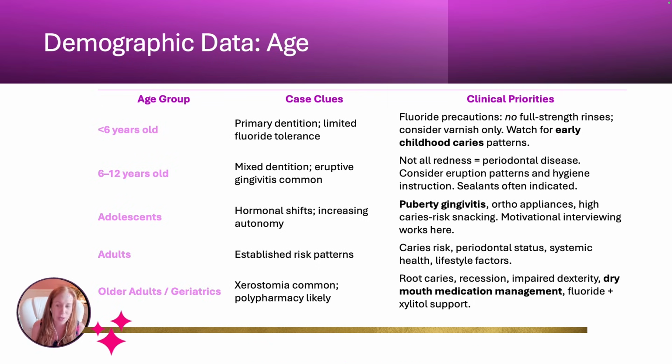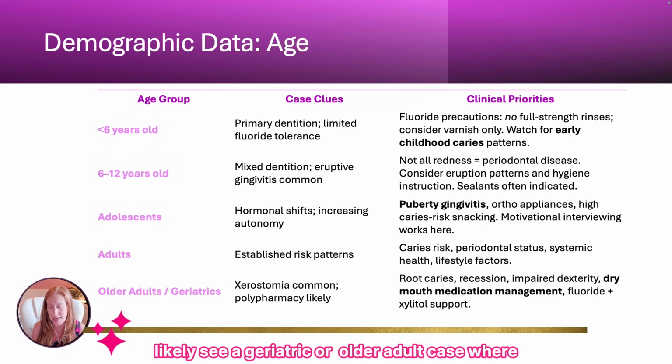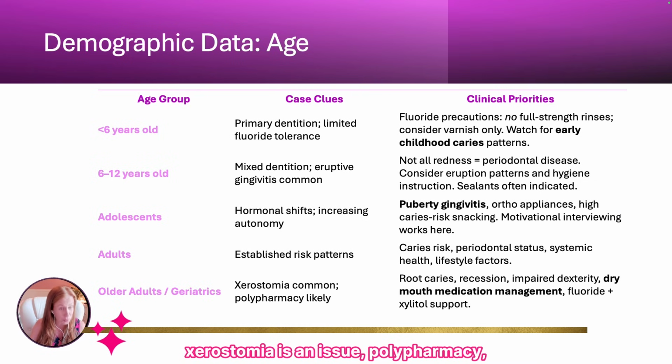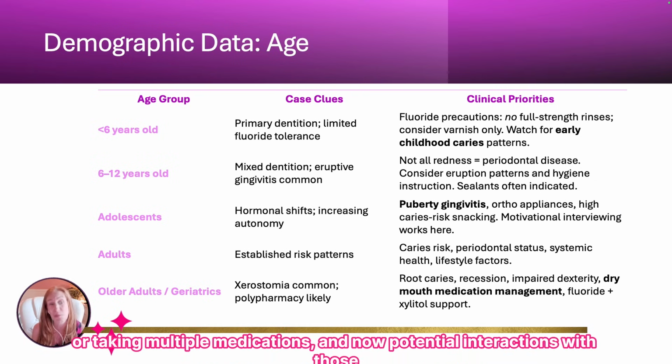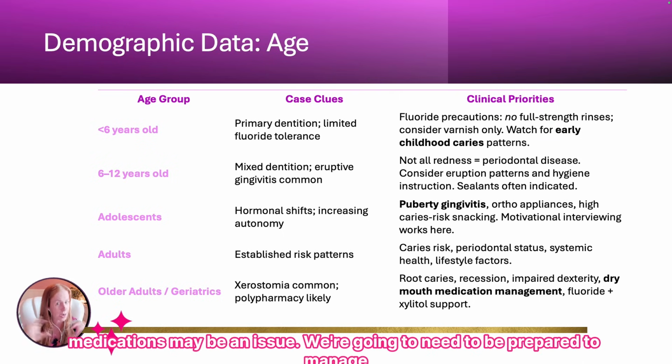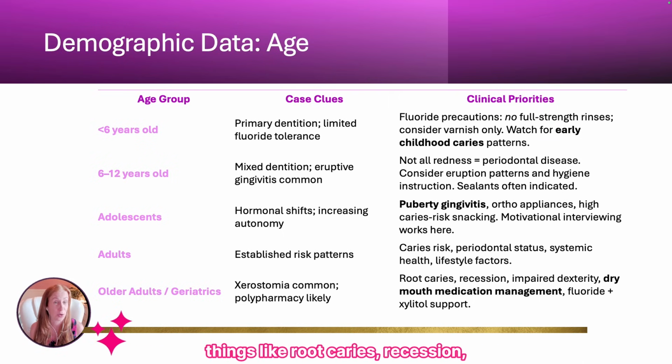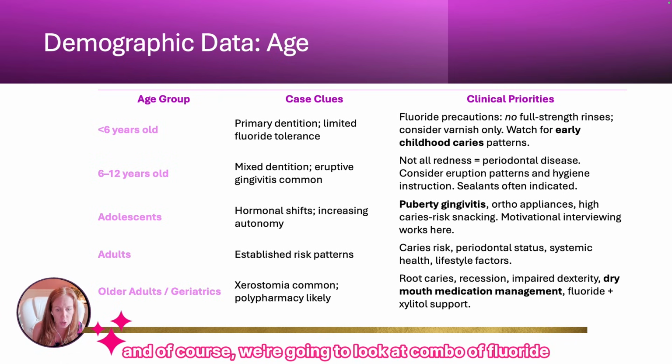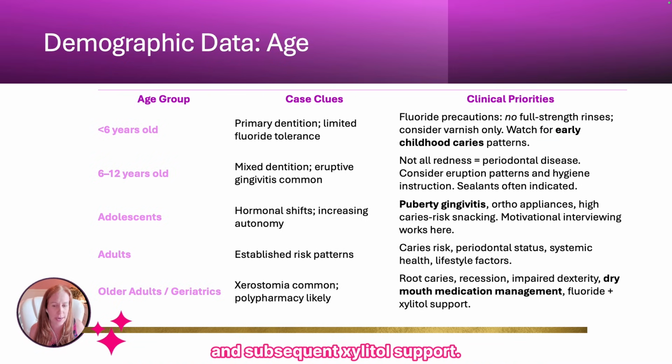And yes, you will likely see a geriatric or older adult case where xerostomia is an issue, polypharmacy, or taking multiple medications, and now potential interactions with those medications may be an issue. We're going to need to be prepared to manage things like root caries, recession, dexterity issues, xerostomia, and of course, we're going to look at a combo of fluoride and subsequent xylitol support.